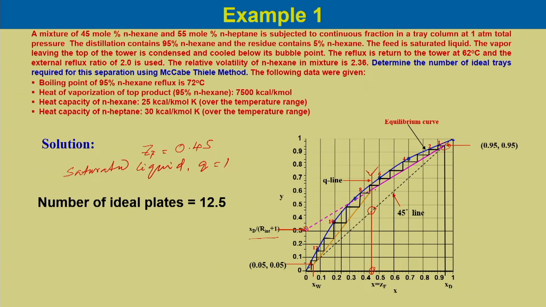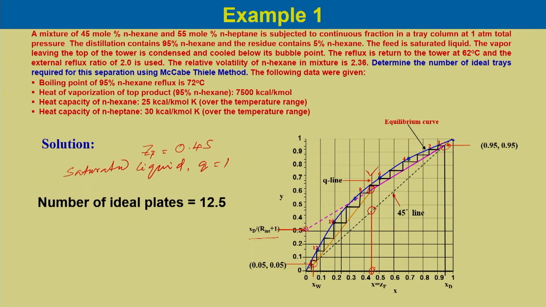So, you can locate the intersection between the q line and the rectifying section operating line. Knowing the stripping section starting point, because the bottoms, the residue, contains 5% n-hexane, it is 0.05 at this location on the 45-degree diagonal. You can join these two points to get the stripping section operating line.